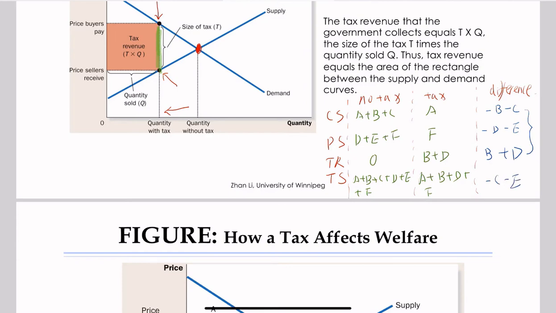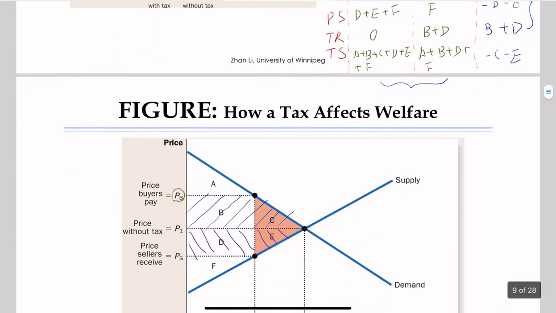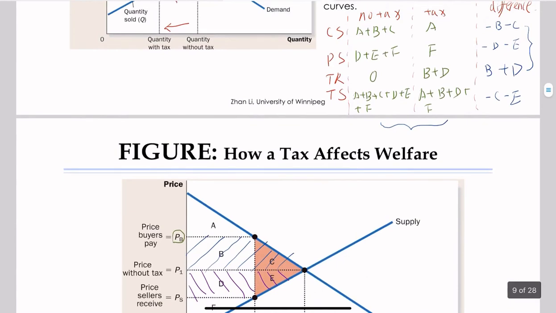Or to calculate the total difference, you can actually compare these two, right? You could just compare the total surplus under the scenario of no tax and under the scenario with tax. And then you will see that the difference is minus C minus E. That is, because of the tax, there is a loss. And this loss is called deadweight loss. And this deadweight loss is measured by the area of C and E.